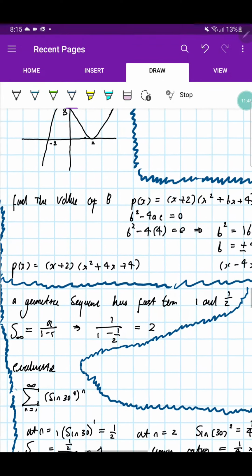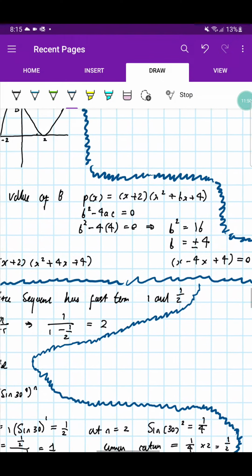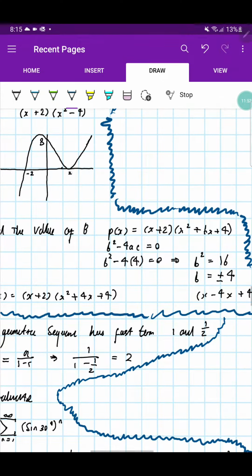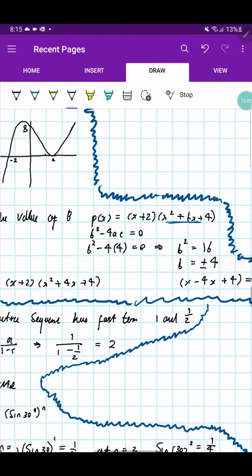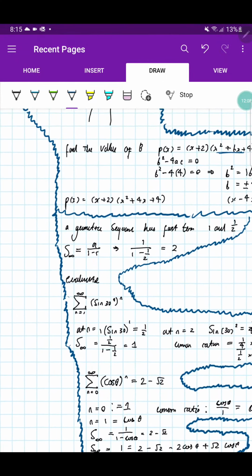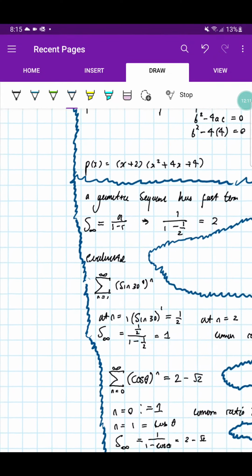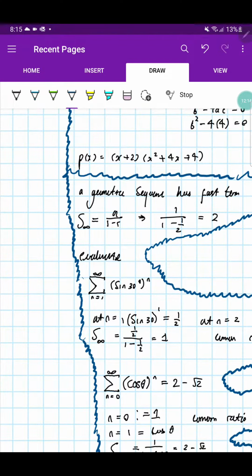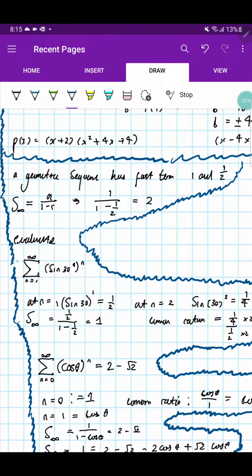Now, to find the value of b, we can use the discriminant. And we know that since it has to cross at this point twice, it has to be something in this bracket that will give a solution of x equals minus 2, which would be minus 4. And then the next question, we're going to use the sum to infinity formula, which is a over 1 minus r. And we know from the question that the geometric sequence has a first term of 1.5. So if we substitute that, we know that we're going to get an answer of 2.